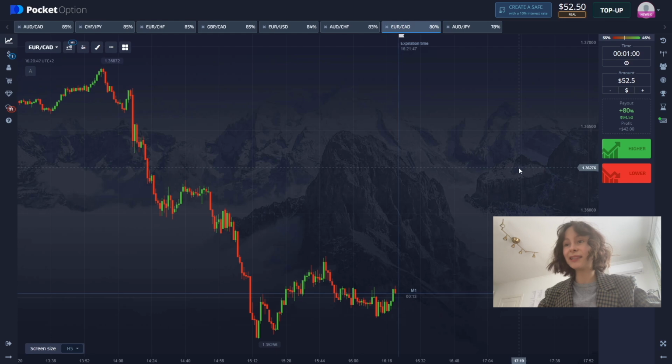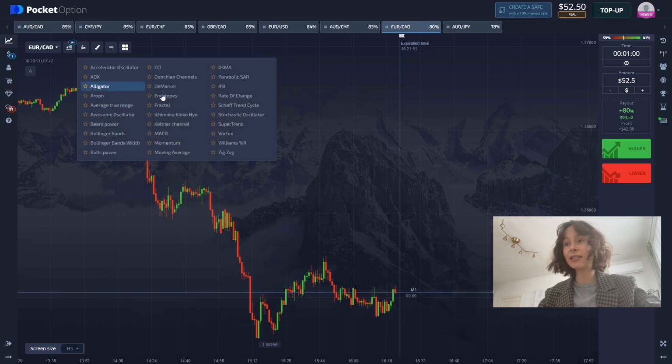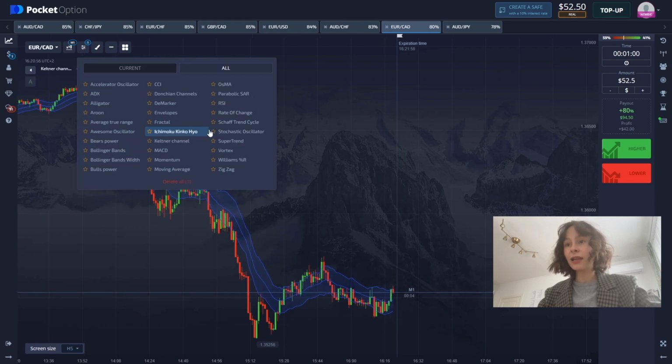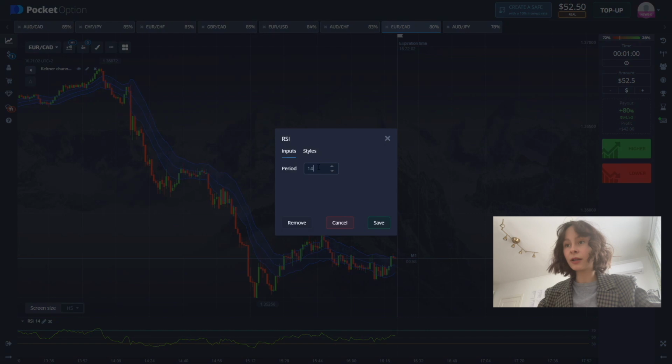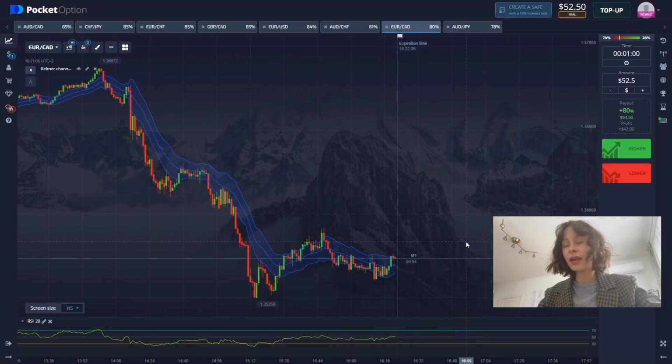We're going to be opening the deals on a minute time frame, and we're going to be using quite interesting indicators. It's going to be Keltner channel, and it's going to be RSI. We're going to make the RSI a little less sensitive to the price. We're going to put 20, pressing save, and we're going to leave the zones of the overbought and oversold to 70 and 30, and also we're going to leave the parameter to 50.